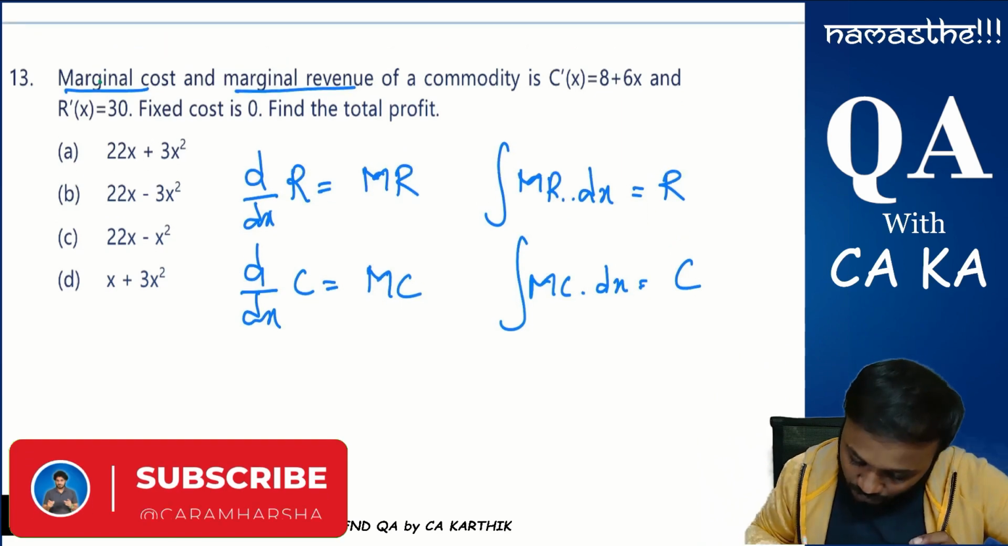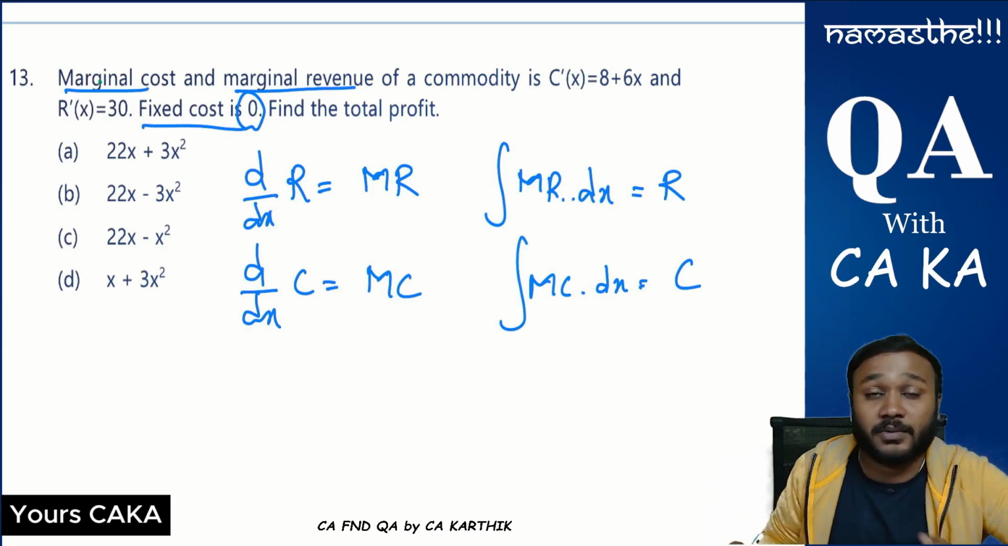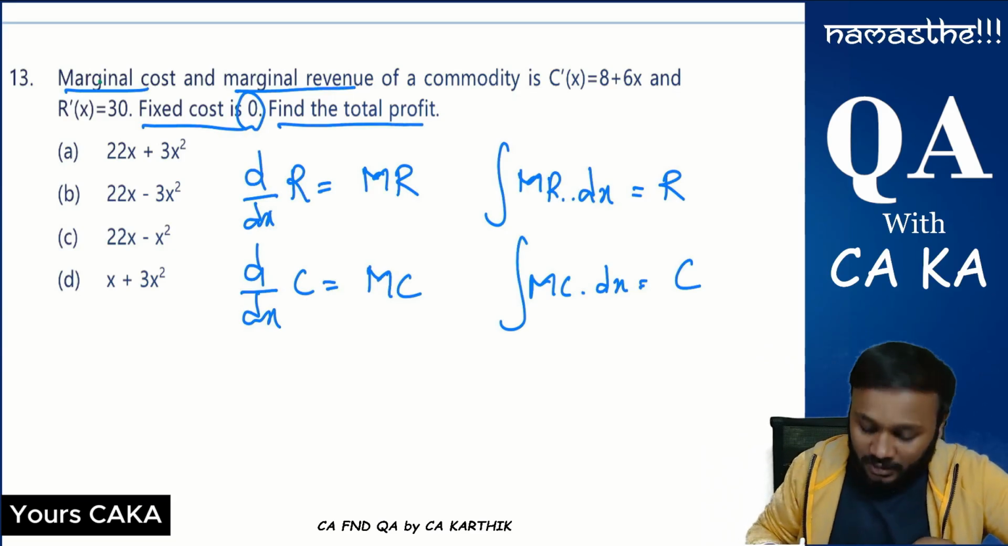So generally, what is the question now? They gave you the marginal cost and marginal revenue. Fixed cost is zero. So remember, there is no fixed cost. Find the total profit. The question is about the profit.